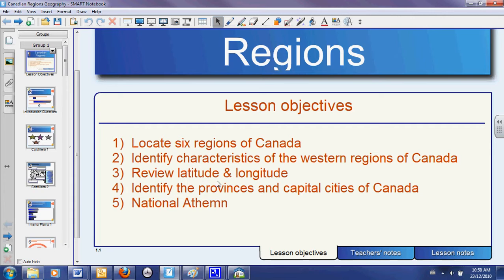The other thing we're going to take a look at is latitude and longitude, as well as identifying the provinces and capital cities of Canada. And if there's time, we'll take a look at the national anthem.